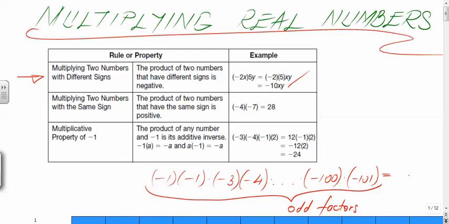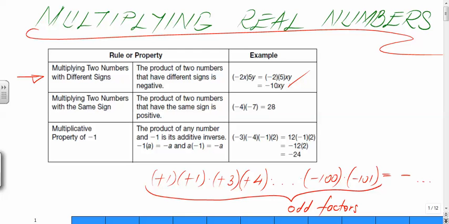Then your product is going to be a negative number, right? Negative, whatever that will be. If you have even factors, then your product is going to be positive. So keep this in mind. And one way to prove that is just think about it. Every negative times another negative will be positive.